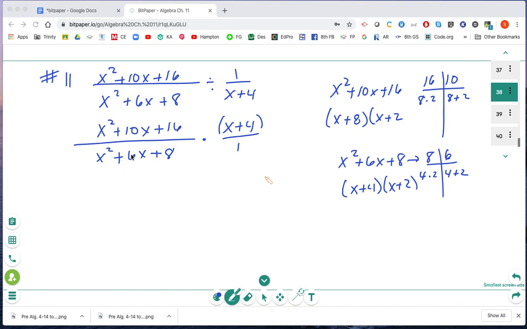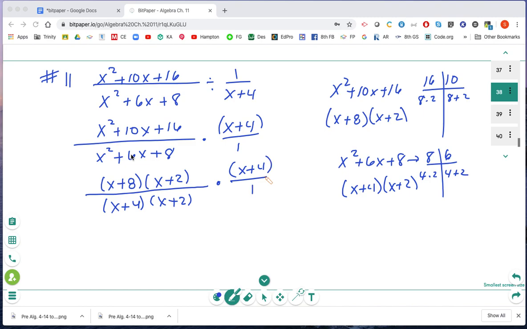Now we're going to go back into our problem, and we're going to substitute in our factored forms. So this is going to be x plus 8 times x plus 2. And this is going to be x plus 4, x plus 2 times x plus 4 over 1.